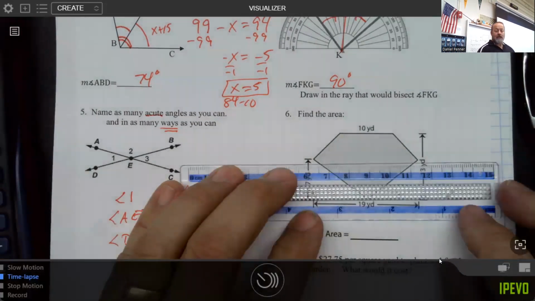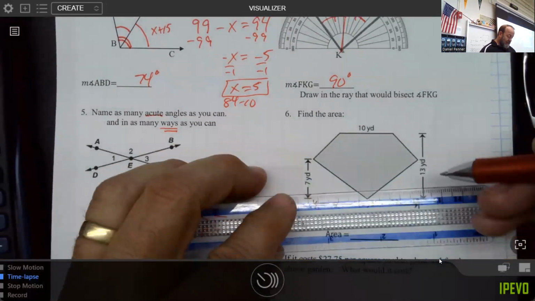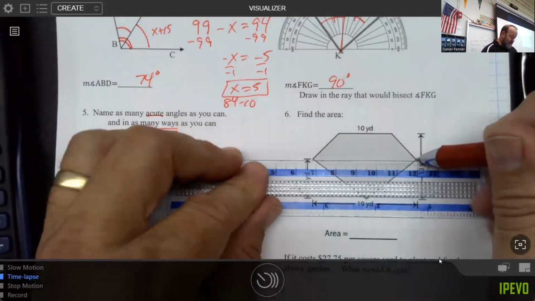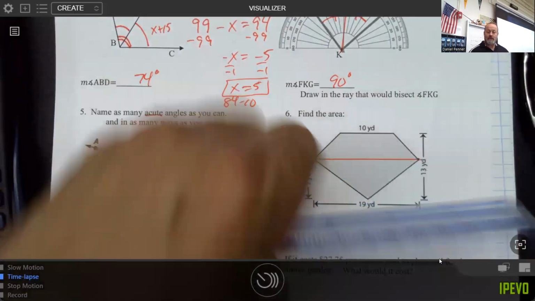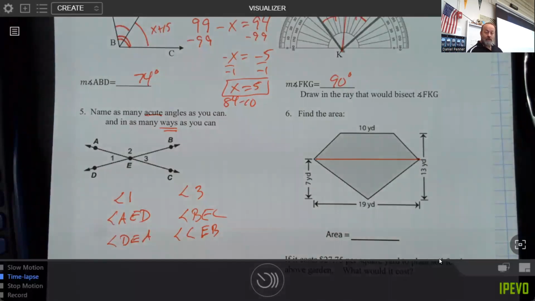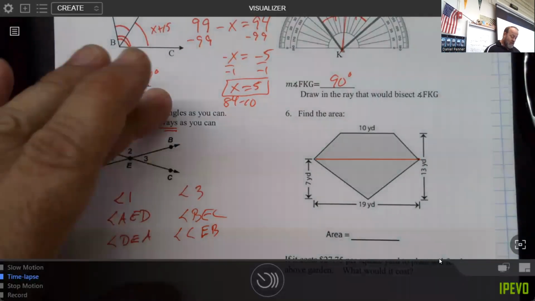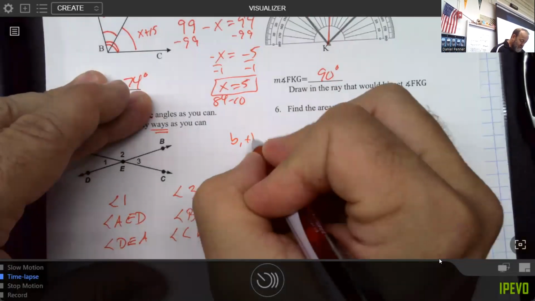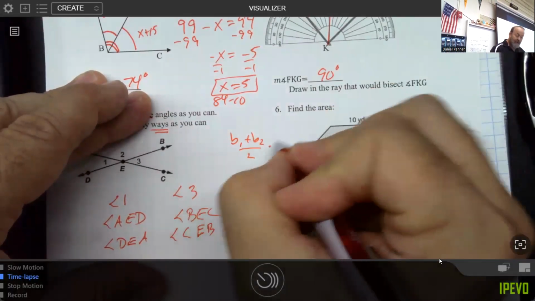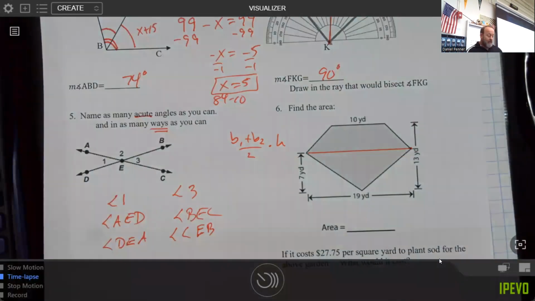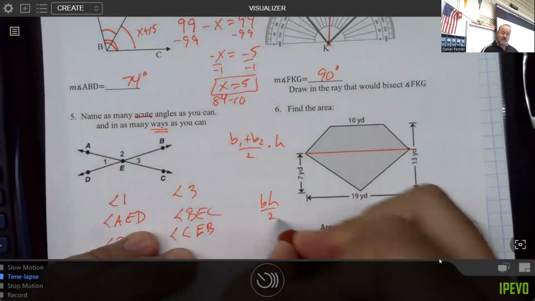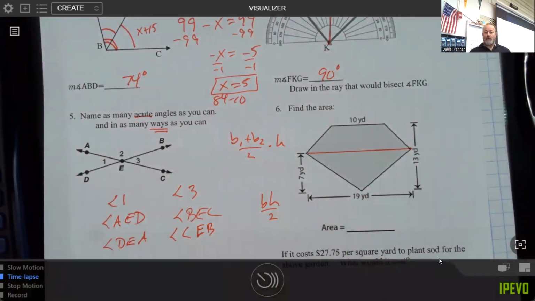Now, on number 6, some people had some ideas, but probably the easiest way to break this problem is to break it into a simple trapezoid on top and a triangle on the bottom. So what we want to remember is that for a trapezoid, you add the 2 bases, divide by 2, and then multiply by the height. The triangle at the bottom is base times height divided by 2. So we're going to look at both of those shapes and try to come up with those areas.